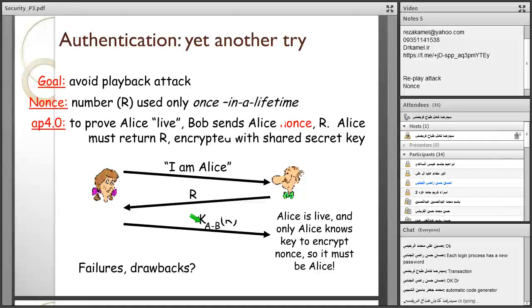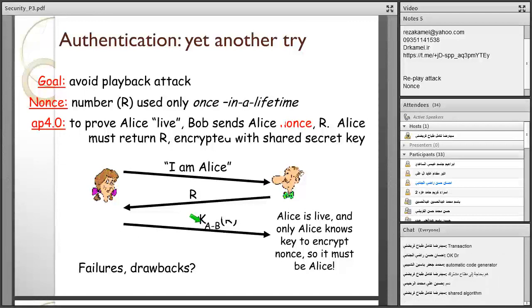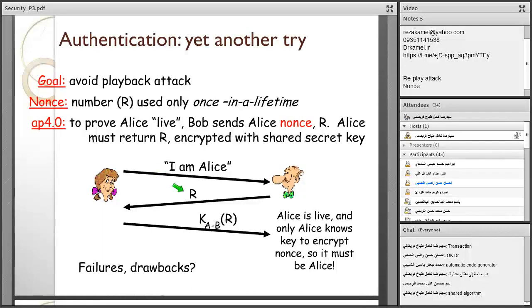They need to have a shared key and also a shared algorithm. So when they have the shared key, Alice says I'm Alice, Bob sends a nonce, and Alice will encrypt it with the shared key and send it to Bob.